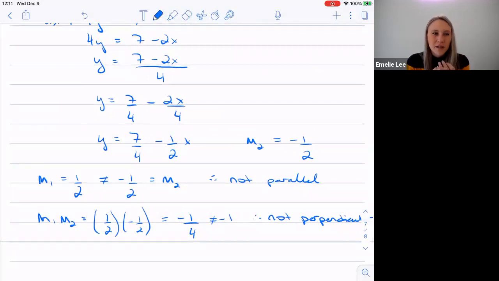Does that make more sense? So it all hinges on knowing what it means for two lines to be parallel or perpendicular. But once you have those, you're just manipulating and finding the slopes and checking if they're equal or if they're the negative reciprocal. Okay. Good.